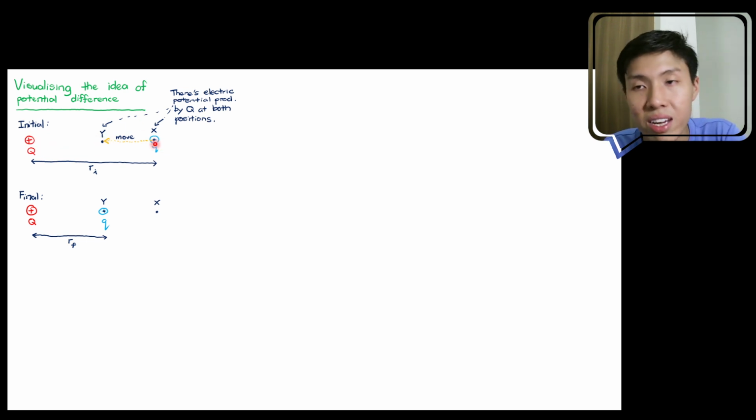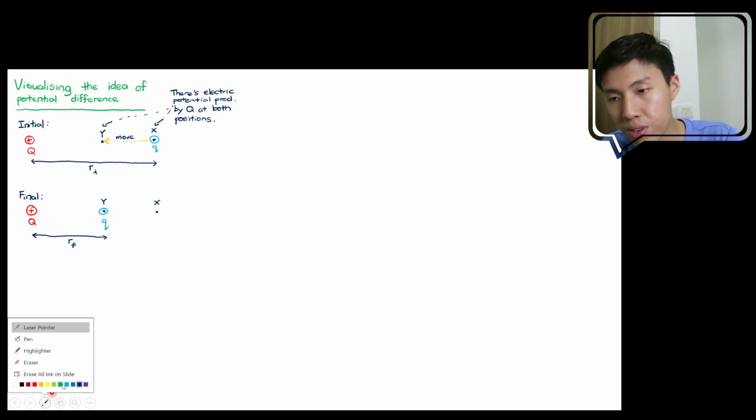But the strength of the electric field at these two positions might be different. Okay, point X has its own electric potential. Point Y will have its own electric potential, but both of these electric potentials exist because of the presence of big Q over here.